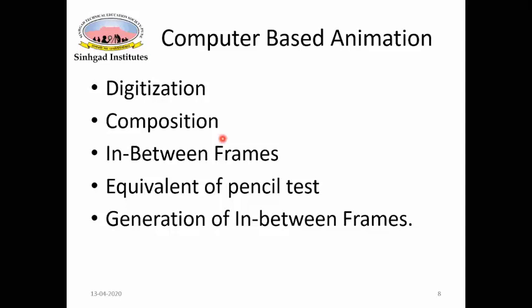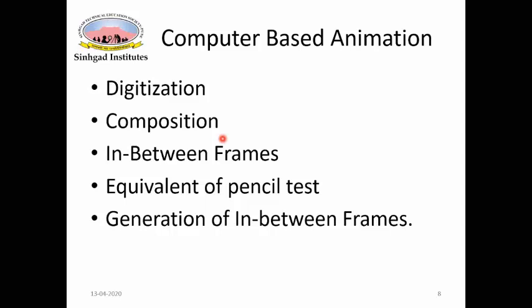Animation software allows us to generate in-between frames, so that they will automatically get generated by the software. These are the intermediate frames between the keyframes. Usually there are 3 to 5 intermediate or in-between frames between two keyframes.